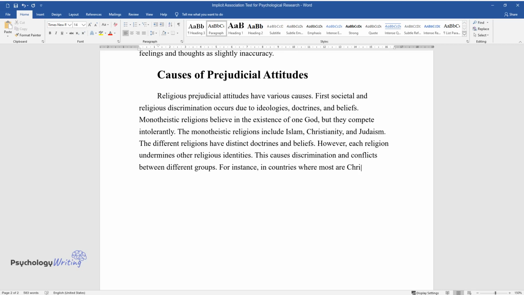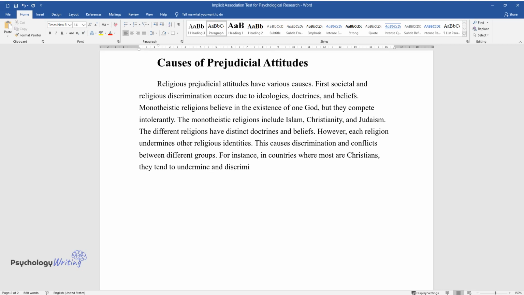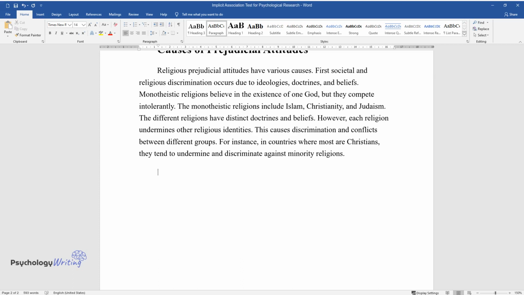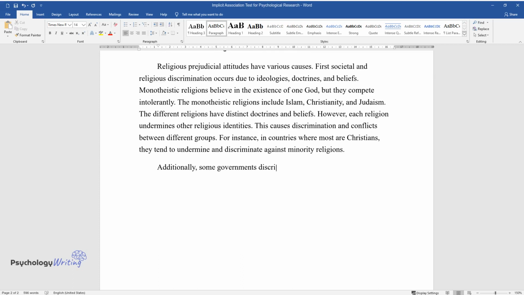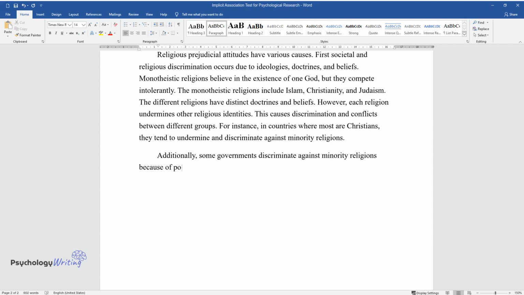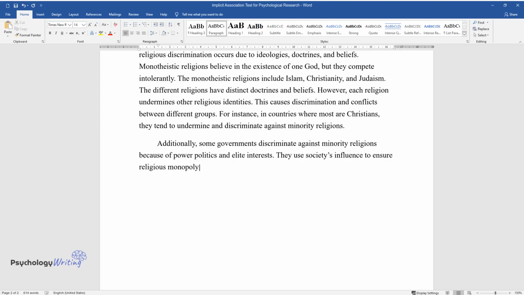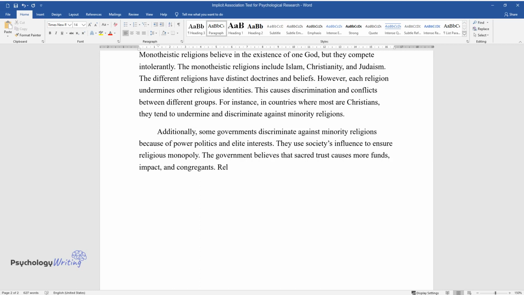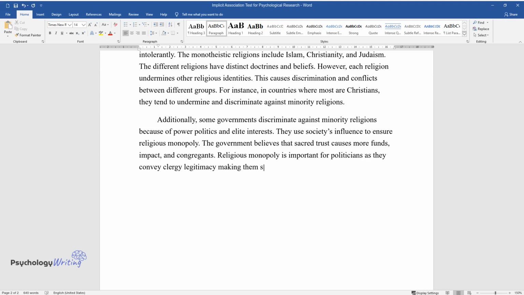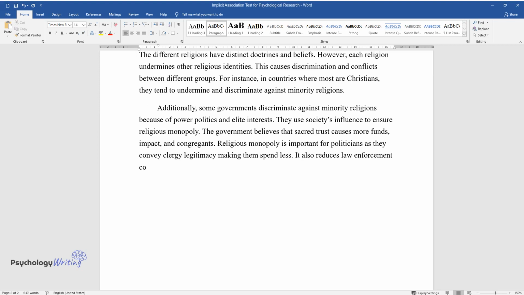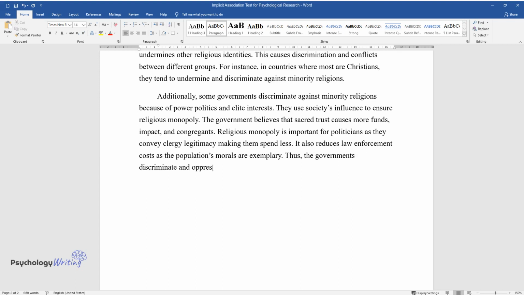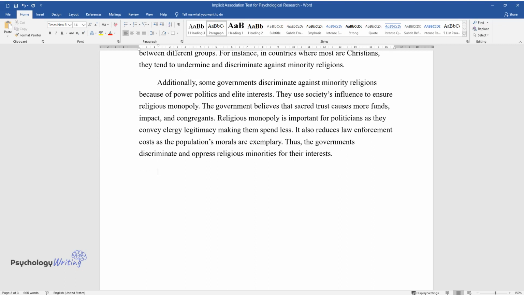For instance, in countries where most are Christians, they tend to undermine and discriminate against minority religions. Additionally, some governments discriminate against minority religions because of power politics and elite interests. They use society's influence to ensure religious monopoly. The government believes that sacred trust causes more funds, impact, and congregants. Religious monopoly is important for politicians as they convey clergy legitimacy, making them spend less. It also reduces law enforcement costs as the population's morals are exemplary. Thus, the governments discriminate and oppress religious minorities for their interests.